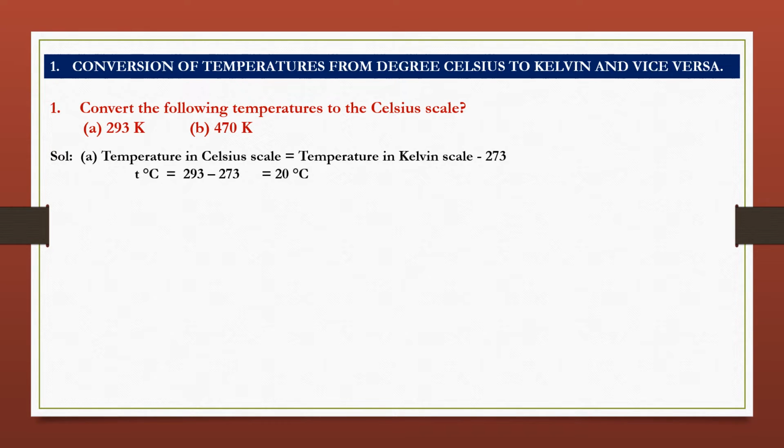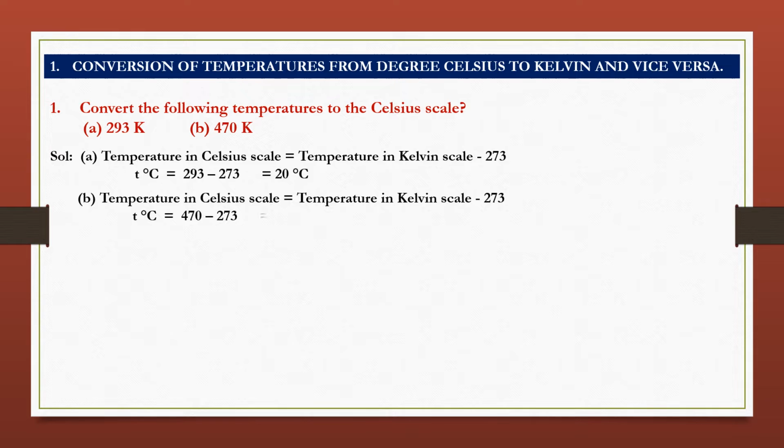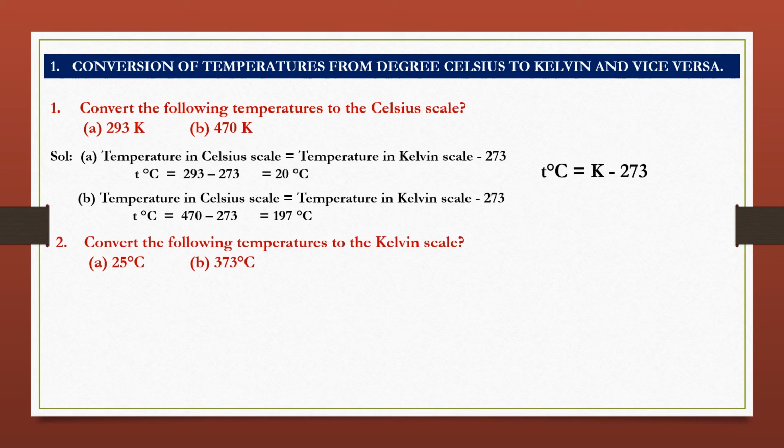In the same way, the second problem is also solved by subtracting 273 from 470. So we get 470 Kelvin in degrees Celsius as 197 degrees Celsius. Let us see the second problem. Convert the following temperatures to the Kelvin scale. Temperatures are given in Celsius scale as 25 degrees Celsius and 373 degrees Celsius. Now we have to convert this into Kelvin scale.